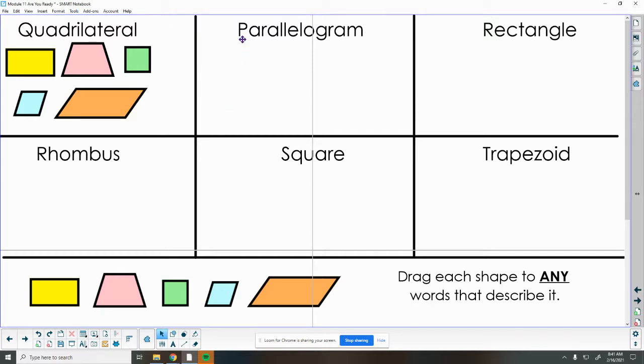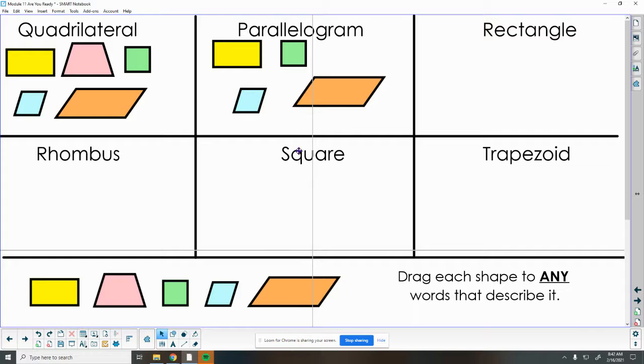Now let's look at our parallelograms. Parallelograms have two opposite parallel sides. So here's top and bottom, left and right. So this is a parallelogram. We've got the top and the bottom, but left and right are going to crisscross, not a parallelogram. Parallel, parallel, there's two. Parallel, parallel, there's another one. Parallel, parallel, there's another parallelogram. Notice this one here is not a parallelogram.